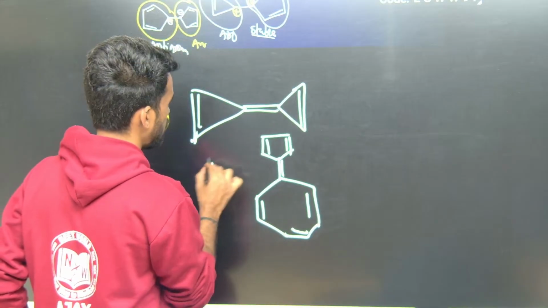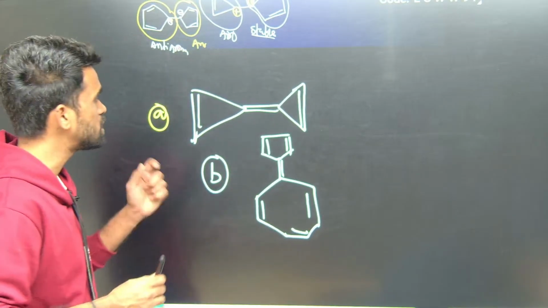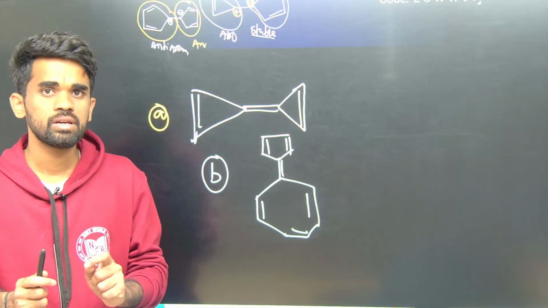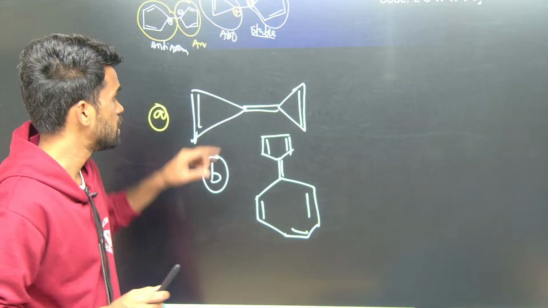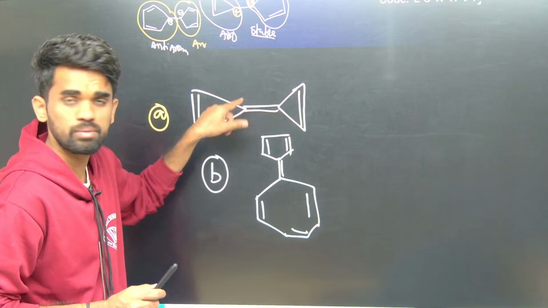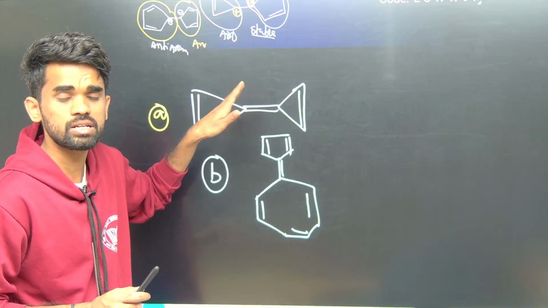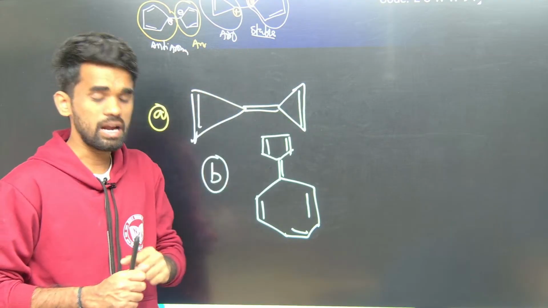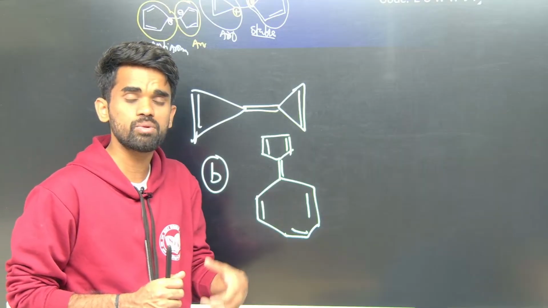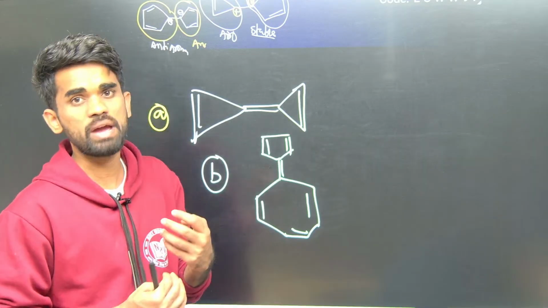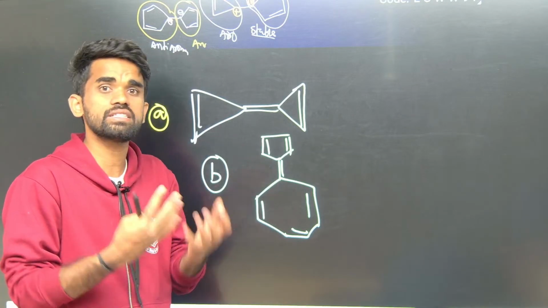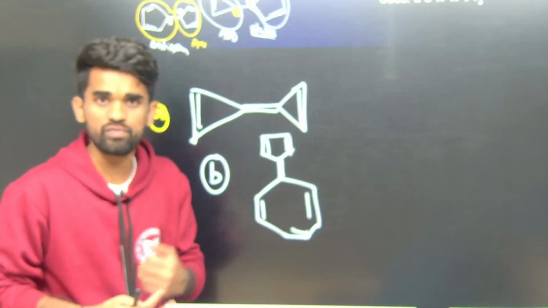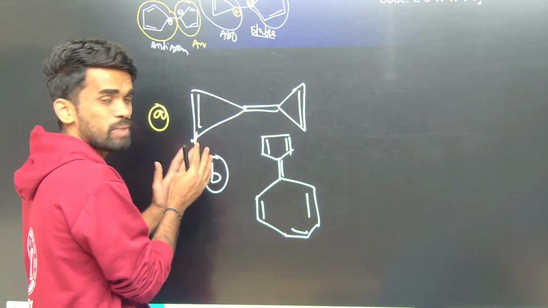Compound B. So tell me, out of these two compounds, which will exist in ionic form? How to check? In order to check whether they exist in ionic form or not, just separate these bonds, putting negative charge on one side and positive charge on the other side, and look at the structure. Is the system becoming more stable by gaining aromatic nature or not? If it is gaining aromatic nature, then we can say the system can exist in ionic form.